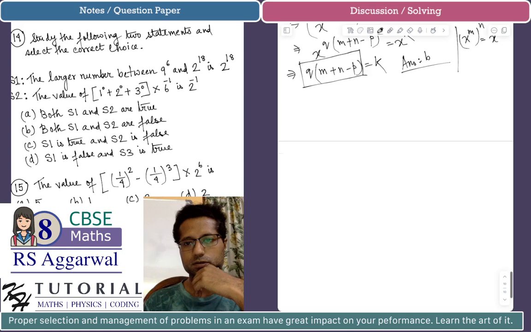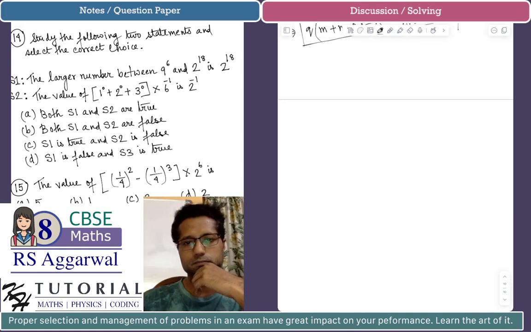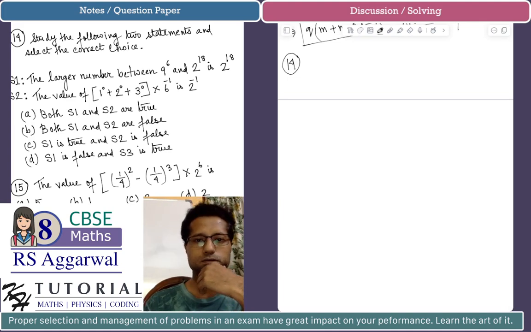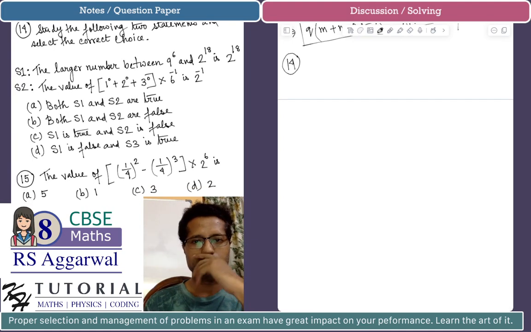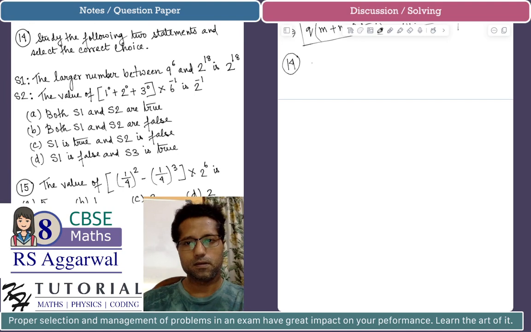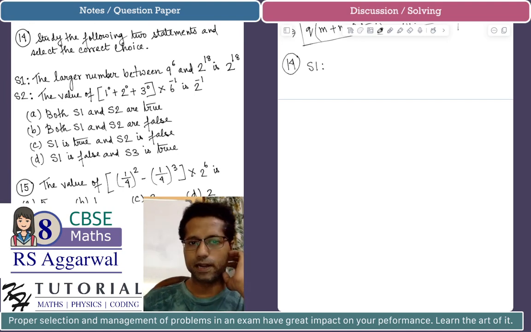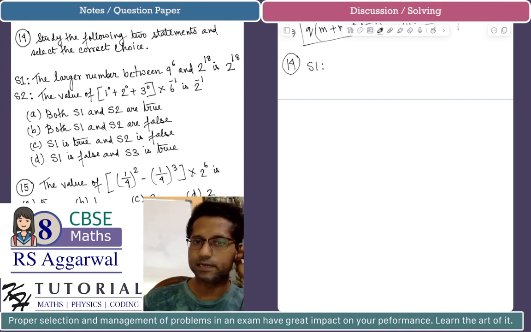Okay, let's do question number 14. Question number 14 says, study the following two statements and select the correct choice. We are given two statements, S1 and S2. What is S1 saying? S1 is: the larger number between 9 to the power 6 and 2 to the power 18 is 2 to the power 18.